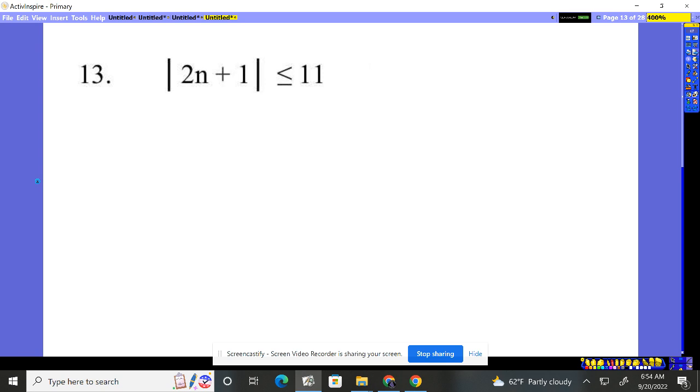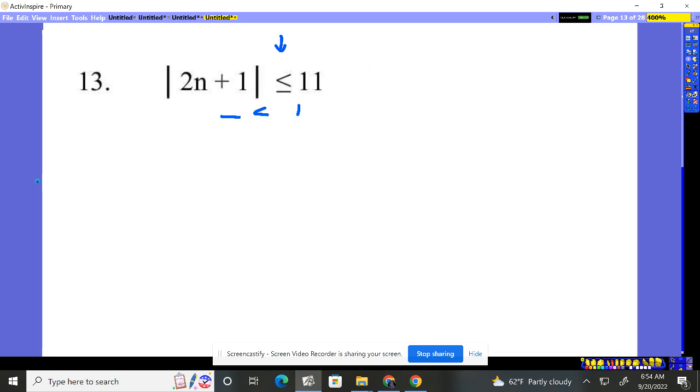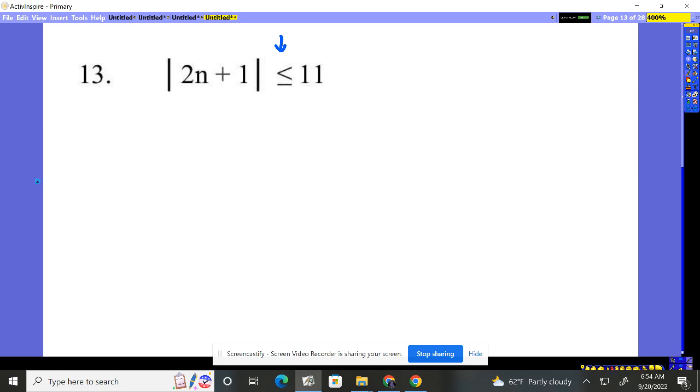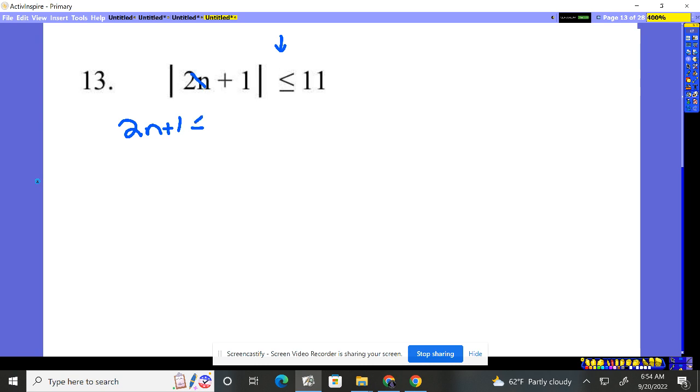This doesn't change much. We do need to read this. There's going to be two parts. It's a less than, because you would read the expression as smaller than 11, less than. So it's going to be a less than, meaning an and, right? So it's an and. So we have 2n plus 1 less than 11, okay? Less than, so this is an and. We have the opposite, the negative piece, less than or equal to 11.